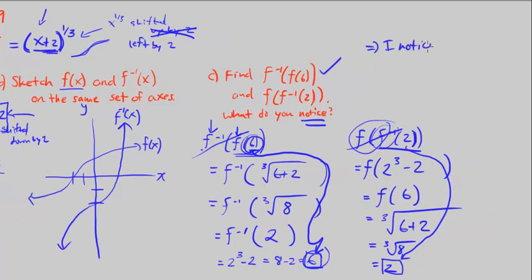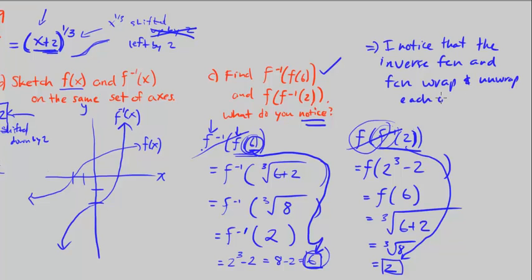I notice that the inverse function and function wrap and unwrap each other, leaving the input left alone, right? Whatever we put as the input is now the output. It doesn't matter which order these are in because they cancel each other out. Okay, this ends CPM Precalculus Chapter 1, number 149.